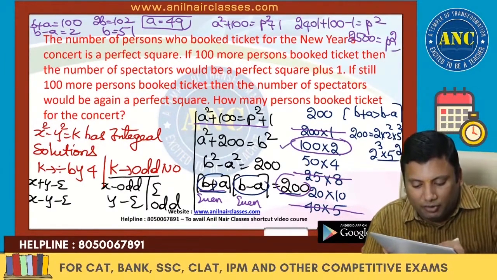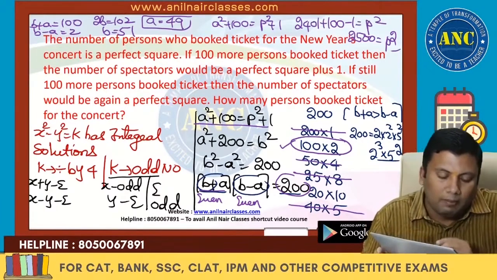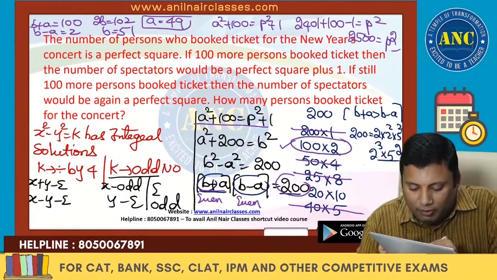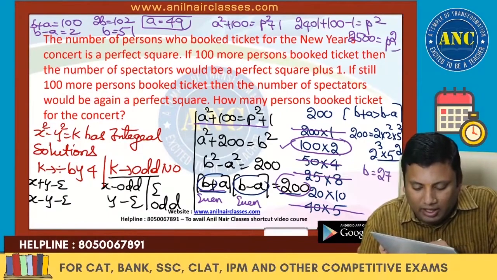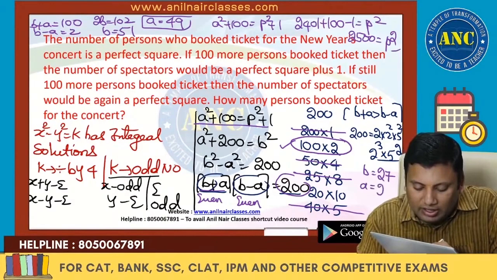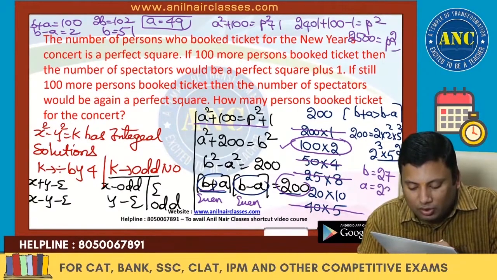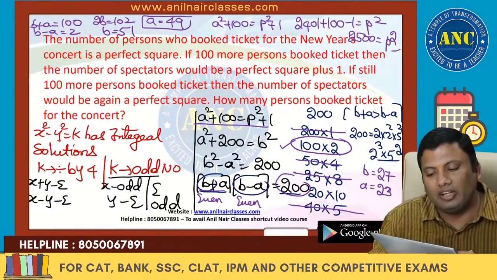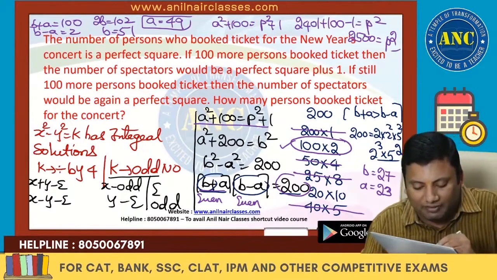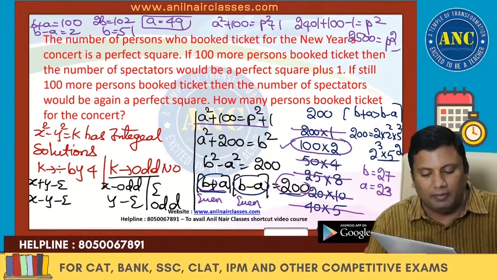Now even if you check 50 into 4, b plus a is 50, b minus a is 4, 2b is 54, so b is 27 and a is 23. 23 square is 529, plus 100 is 629, minus 1 is 628, which is not a perfect square. Like that you can eliminate the cases.